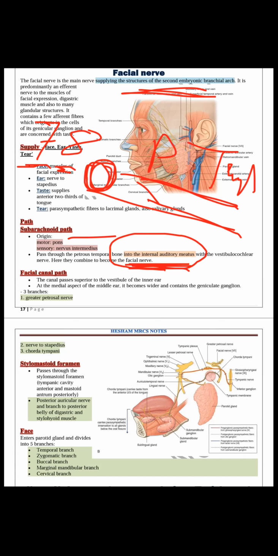Three intracranial branches: greater superficial petrosal, nerve to stapedius, chorda tympani. Then three extracranial branches: posterior auricular, posterior belly of digastric, stylohyoid. Then within the parotid: temporal, zygomatic, buccal, marginal mandibular, and cervical. Then, the last one for today.